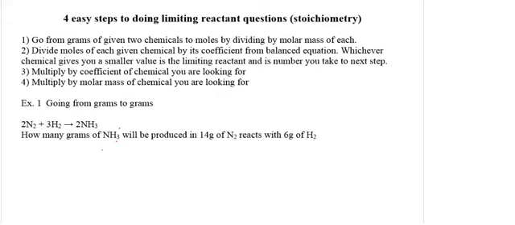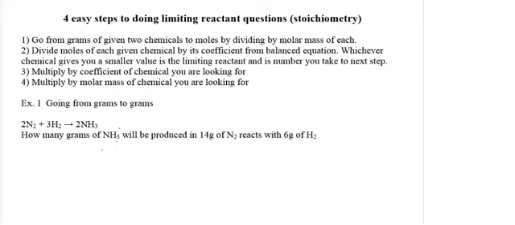And the way you do that, you divide by the molar mass of each chemical. Step 2, divide those mole values by their coefficient from the balanced equation. If you look down here, that's the 2 and 3. Those are your coefficients, along with the 2. So if I had nitrogen and hydrogen as my reactants, I'll divide by the 2 and the 3 in this step. Whichever one's smaller is considered my limiting reactant. That's the one I will take to step 3.